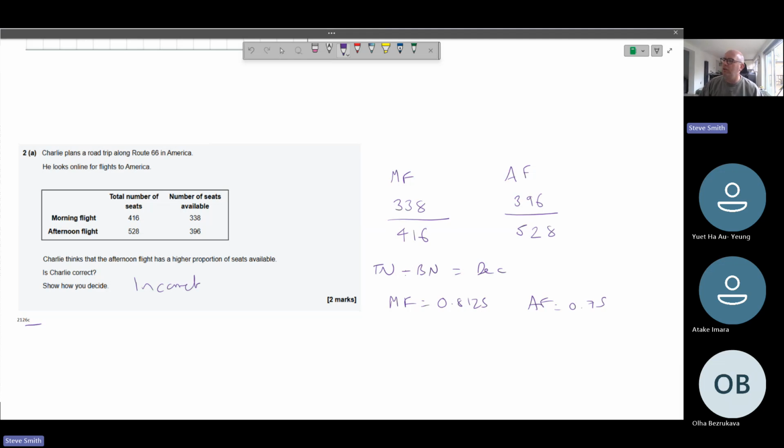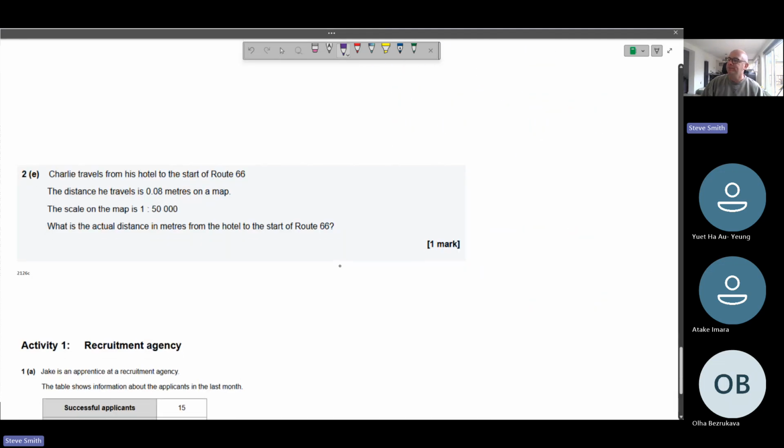Have I set up the wrong way around? 338. Oh, no, yeah, available seats. I'm thinking seats taken. I don't know why. I just had a bit of a moment thinking. So, yeah, there's 338 available seats, not seats that are already booked. Okay, that's fine. So he's incorrect because the morning flight at 0.8125 is the larger piece.